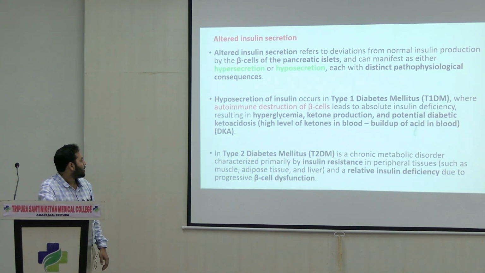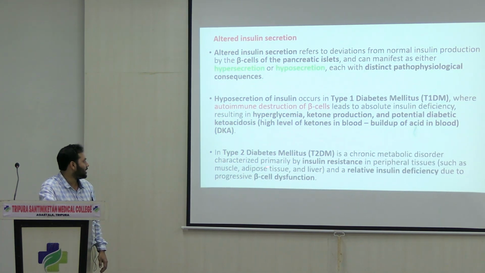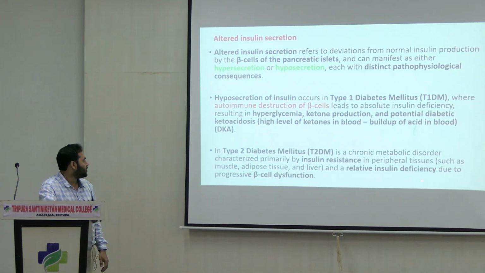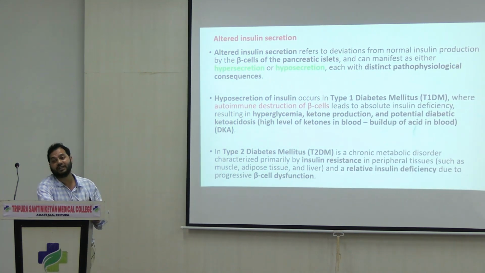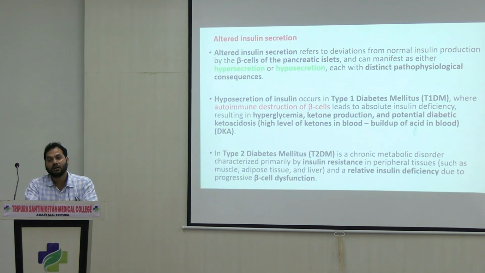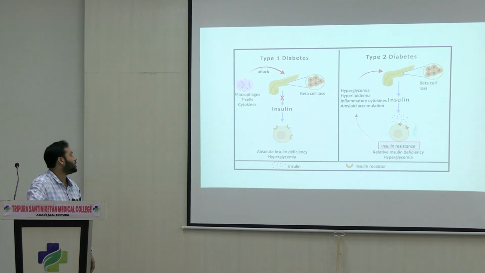Here, it is characterized primarily by insulin resistance in peripheral tissues, mainly the muscle cells, adipose tissue and liver, and a relative insulin deficiency due to progressive beta cell dysfunction. It means the dysfunction of the beta cells also leads to the development of a condition called insulin resistance. You can see the two conditions here.